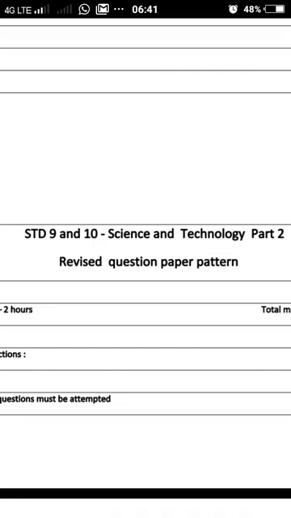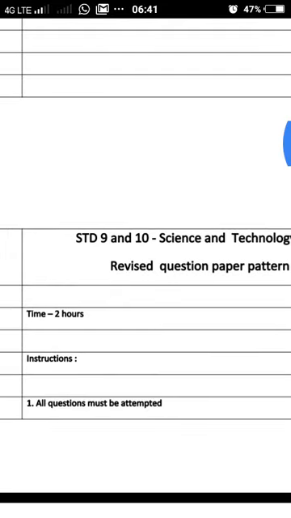So we know that science 1 will be a 40 mark written paper, and for science 2 there will be a 40 mark written paper and practical for 20 marks. Okay, so in all, science and technology will be 100 marks for your board final exam. Now let's start with the paper pattern. Before that, let's see certain instructions.